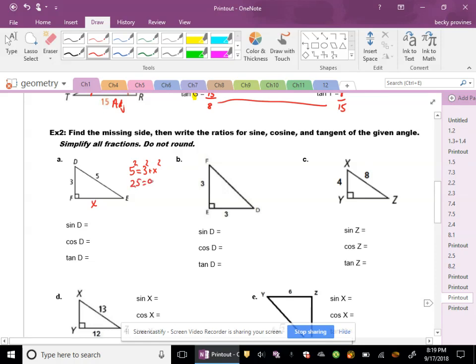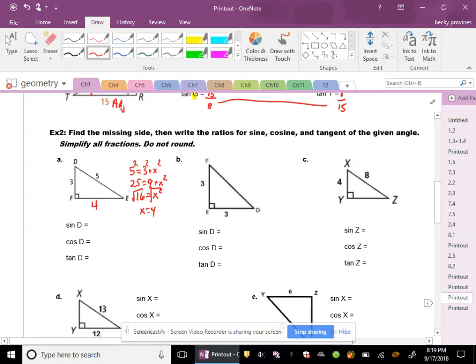So that's 25 equals 9 plus x squared. When I subtract 9, I get 16. And then I square root both sides, so x is 4. So let's replace this with 4. Now we can do the new stuff from today.